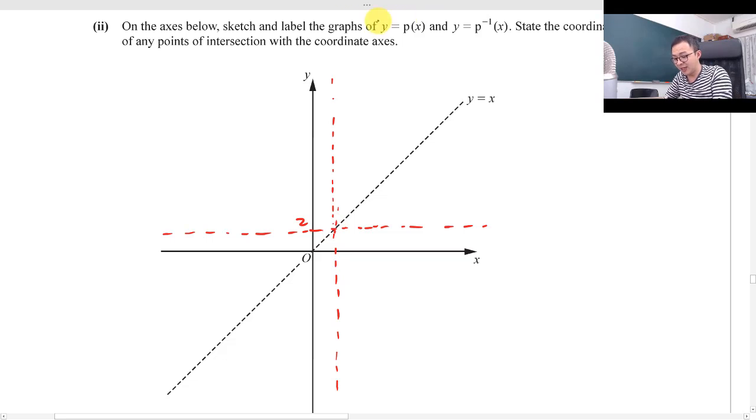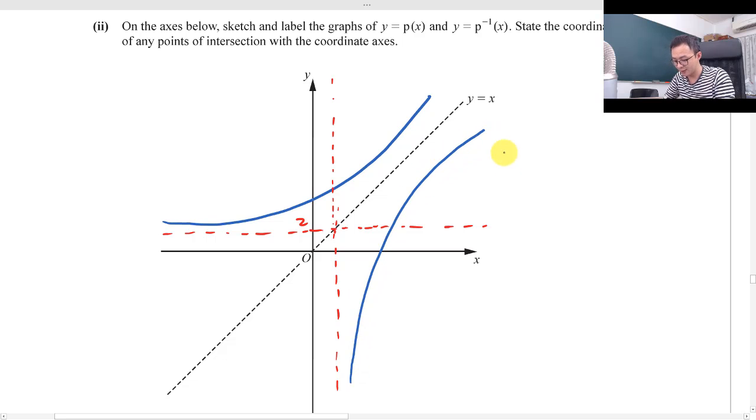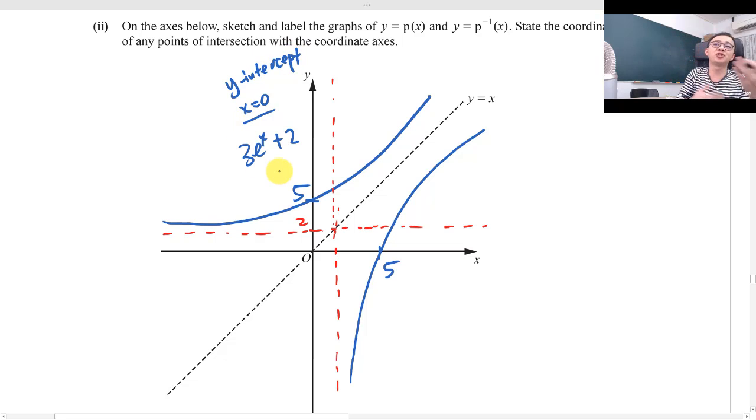Alright, so then I will draw my graph over here. The graph will look like this, and then the reflection graph should look like this. And then they will touch at 5 here. How do I know the 5? Because the equation is 3e^x plus 2, right? At the y-intercept, x equals 0. So x equals 0, e^0 equals 1, so 3 plus 2, so this is the reason why I get 5. And then for the e^x graph and ln x graph, basically they will never intersect.